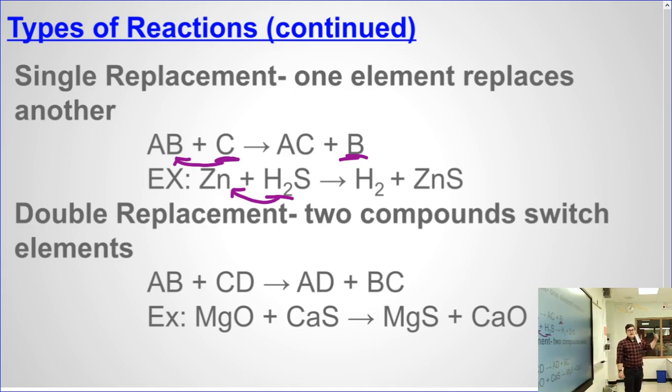All right, what happens if two things switch places? So what happens if B and D? All right, so we've got A. A goes to D, B goes to C. If two things switch their spots, you have a double replacement.